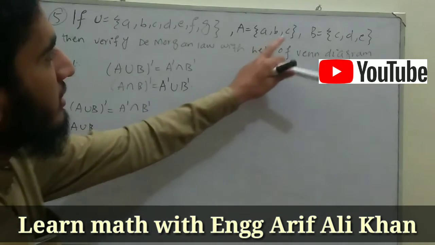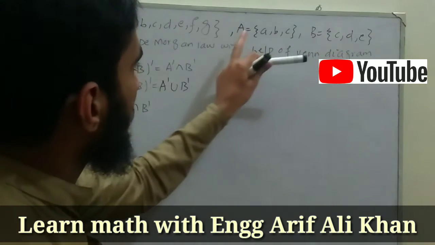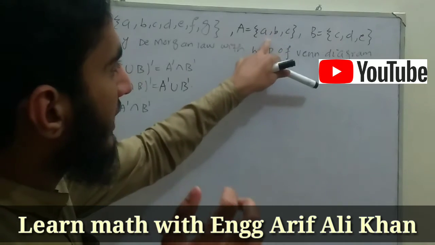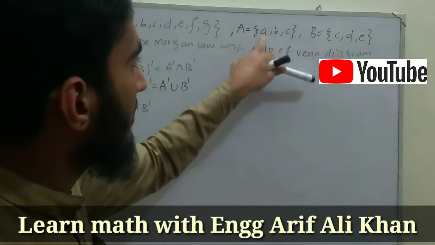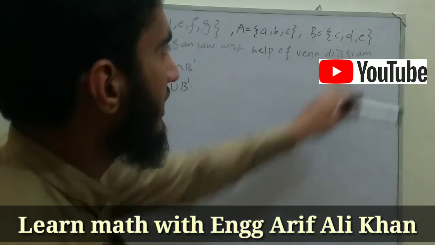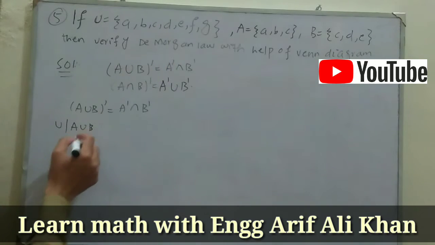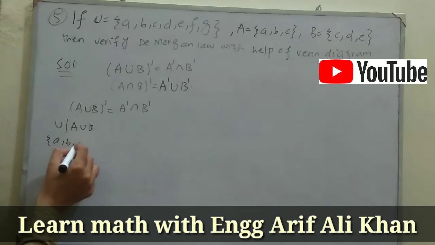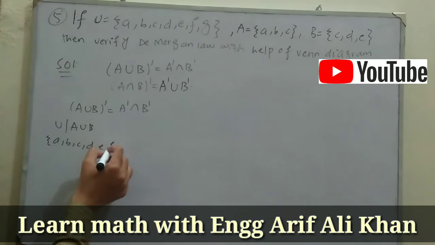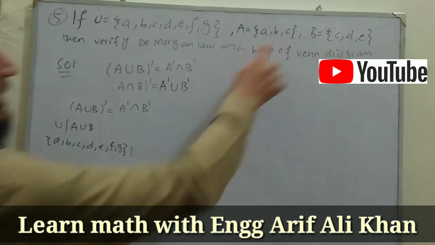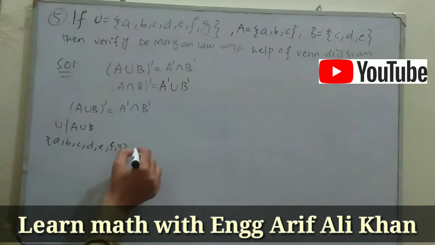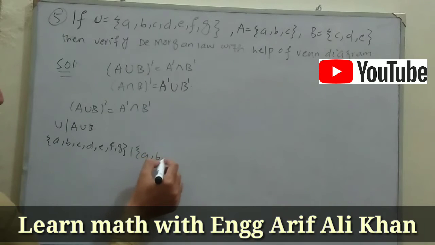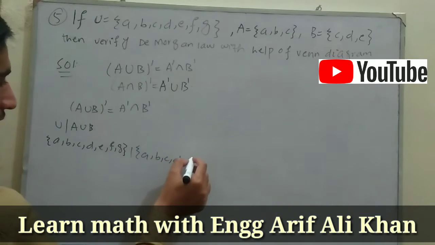So set A is A, B, C and set B is C, D, E. The union will be all the elements that participate in A and B. So the union will be A, B, C, D, E. So A, B, C, D, E is A union B and set U is A, B, C, D, E, F and G. This is set U minus A union B.